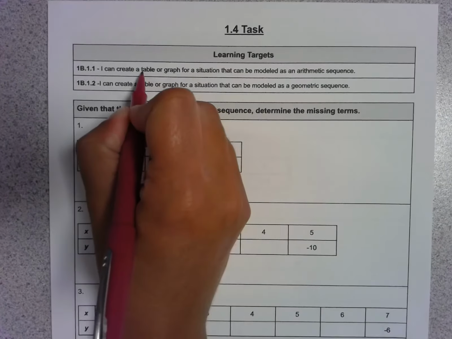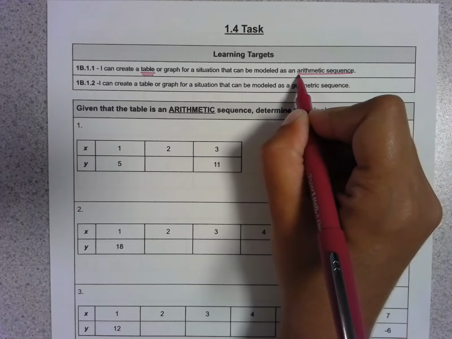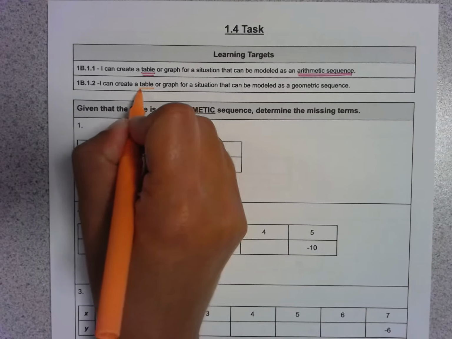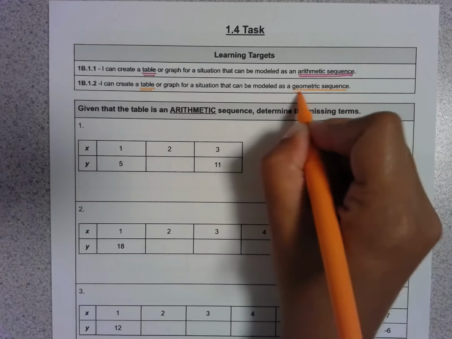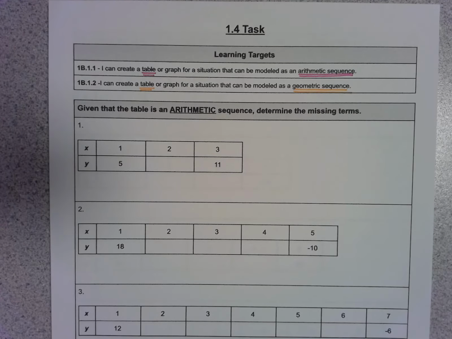Now we're going to focus specifically on tables today, and we're going to do this with arithmetic sequences. We're also going to work on making tables with geometric sequences. It's going to be really important today to understand the difference between an arithmetic and a geometric sequence, because that's going to help us create the table the right way. As we go through these examples, think about how understanding the type of sequence you're working with can help you reason through the problem.